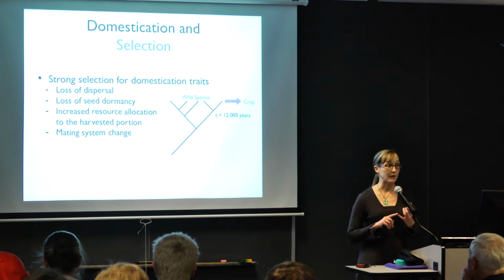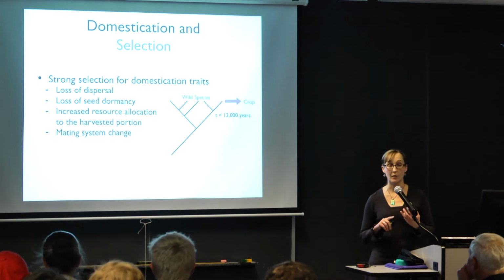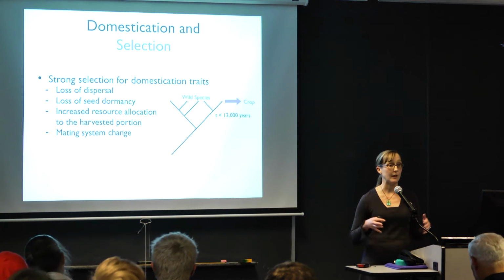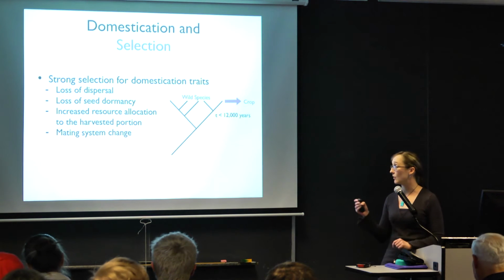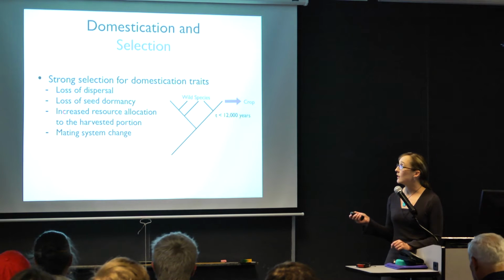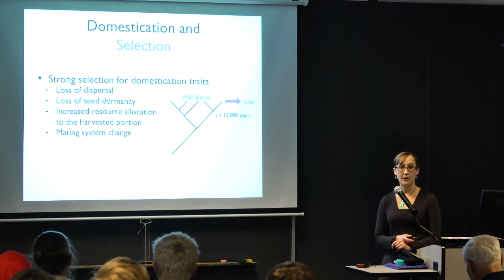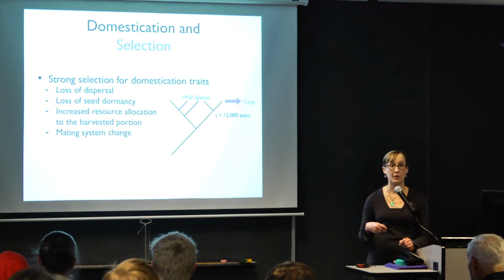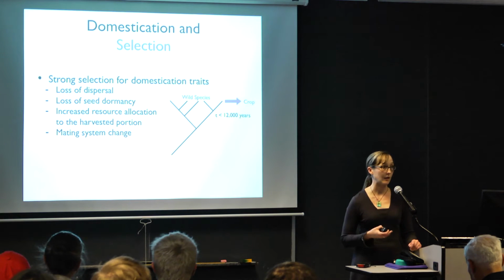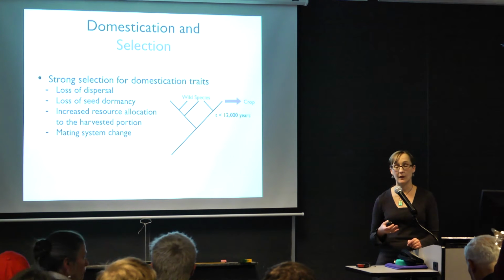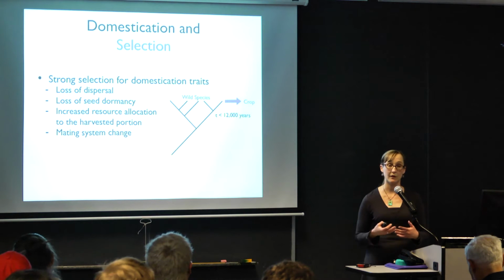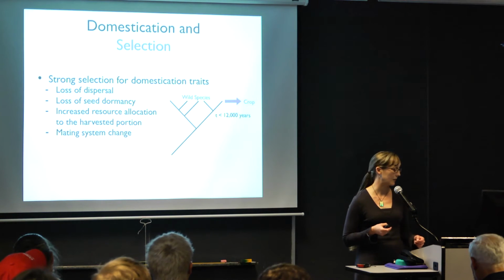And these plants have evolved things like a loss of dispersal mechanism, loss of seed dormancy, so that hypothetically all the seeds you plant will germinate at the same time instead of waiting until next year. An increased resource allocation to the harvested portion of the plant in many cases. And then also sometimes a really dramatic mating system change, a shift, for example, from outcrossing to selfing, or in some cases really cool shifts, for example, in grape, from being a dioecious species to being a monoecious species.